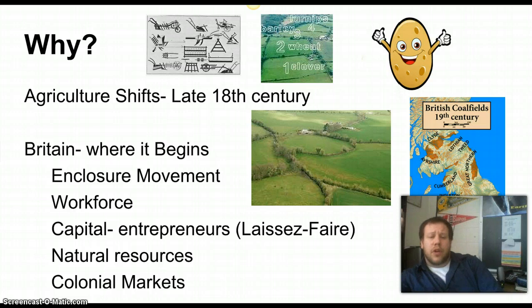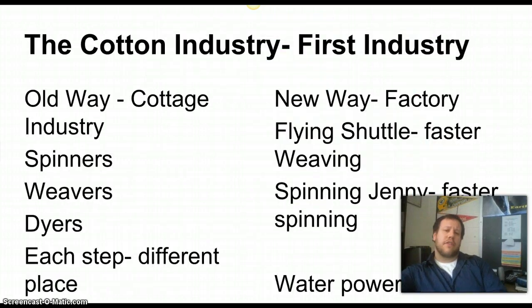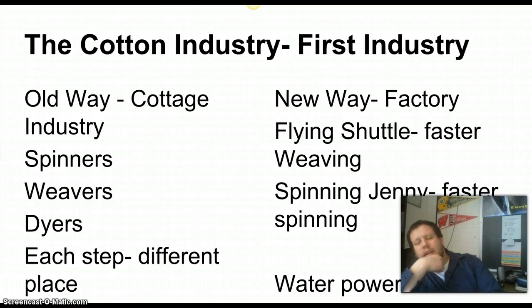And the greater area of Europe, they have a marketplace they can sell stuff at. And so that's why industrialization, a shift to factory work, starts in Britain. Now, the first ever industry to do this stuff was in the cotton industry. In the cotton industry, the old way of doing it was through what's called the cottage industry.